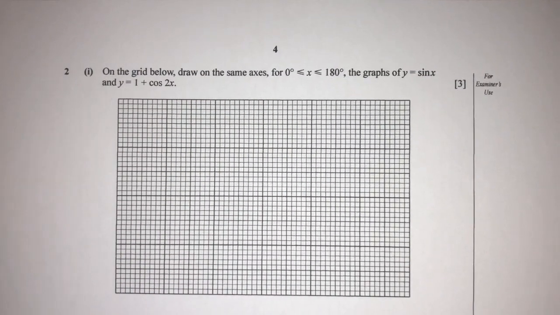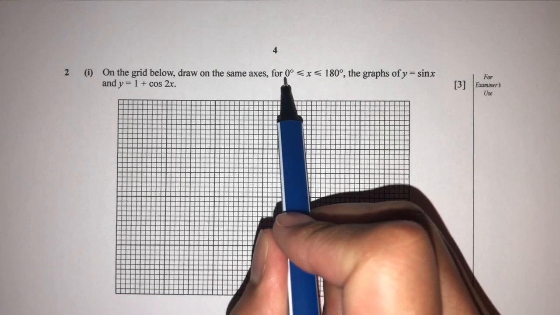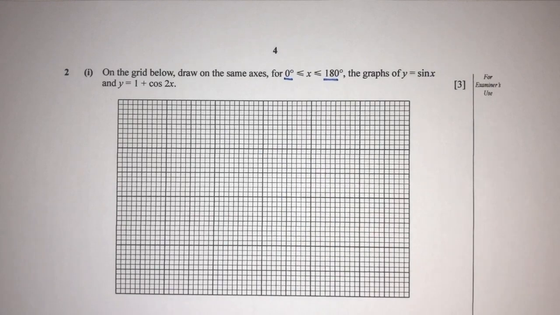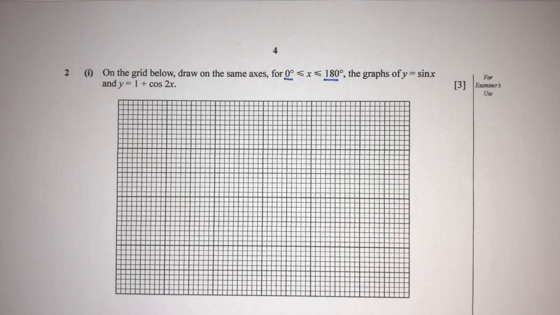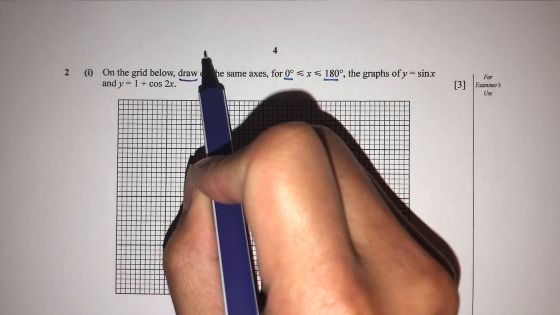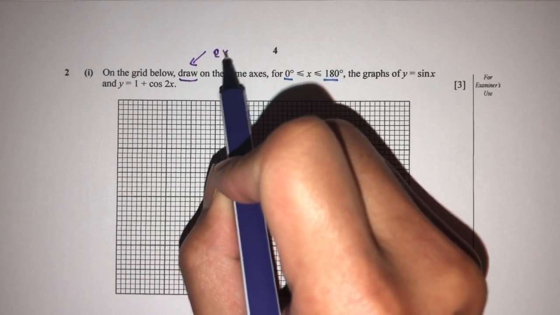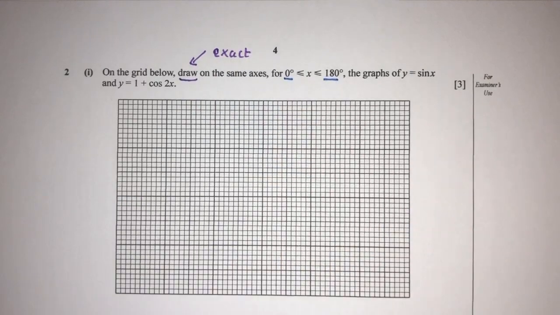On the grid below, we have to draw on the same axis, for this domain between 0 and 180, the graph of y equals sine x and y equals 1 plus cos 2x. Again, as you can see here, we have draw. Usually we have sketch. Whenever it says draw, you have to try your best to make it as exact as possible. Draw has to be an exact diagram. This is why they gave you a graph to show your work.